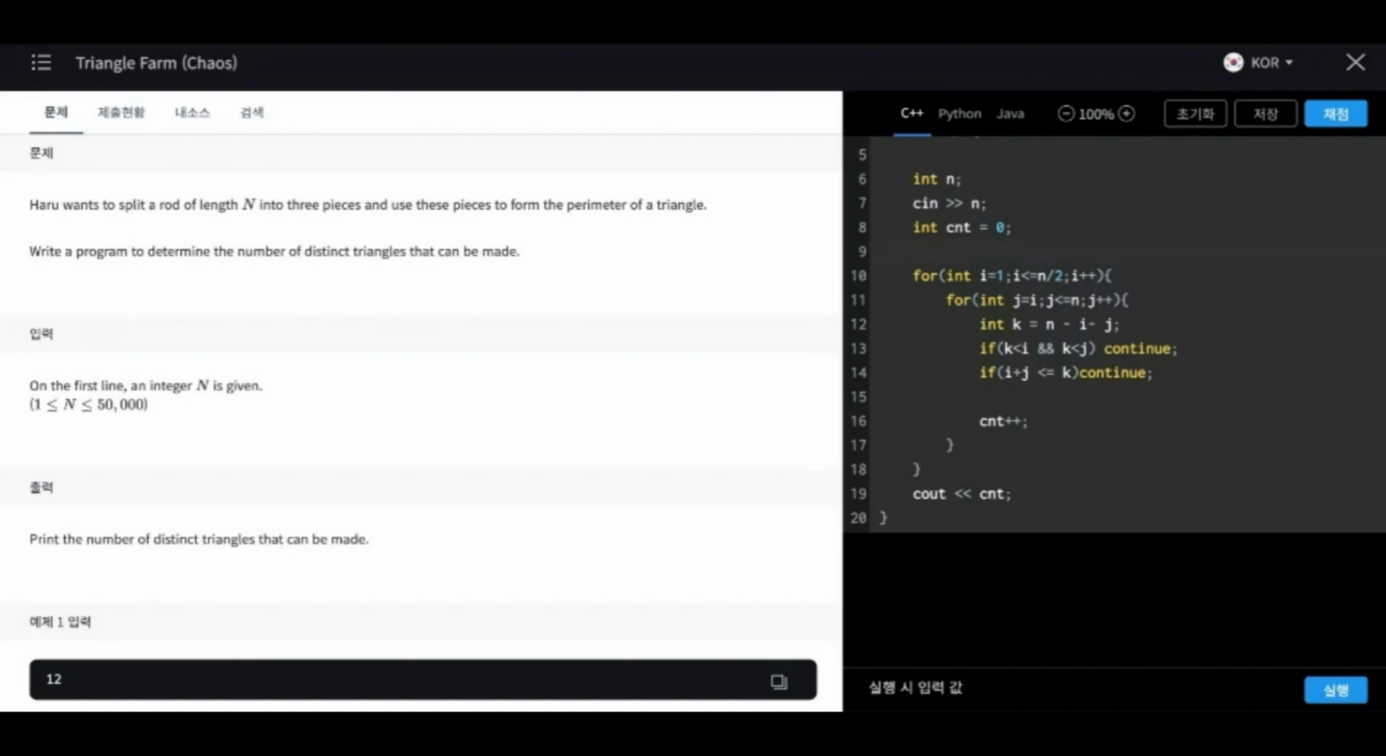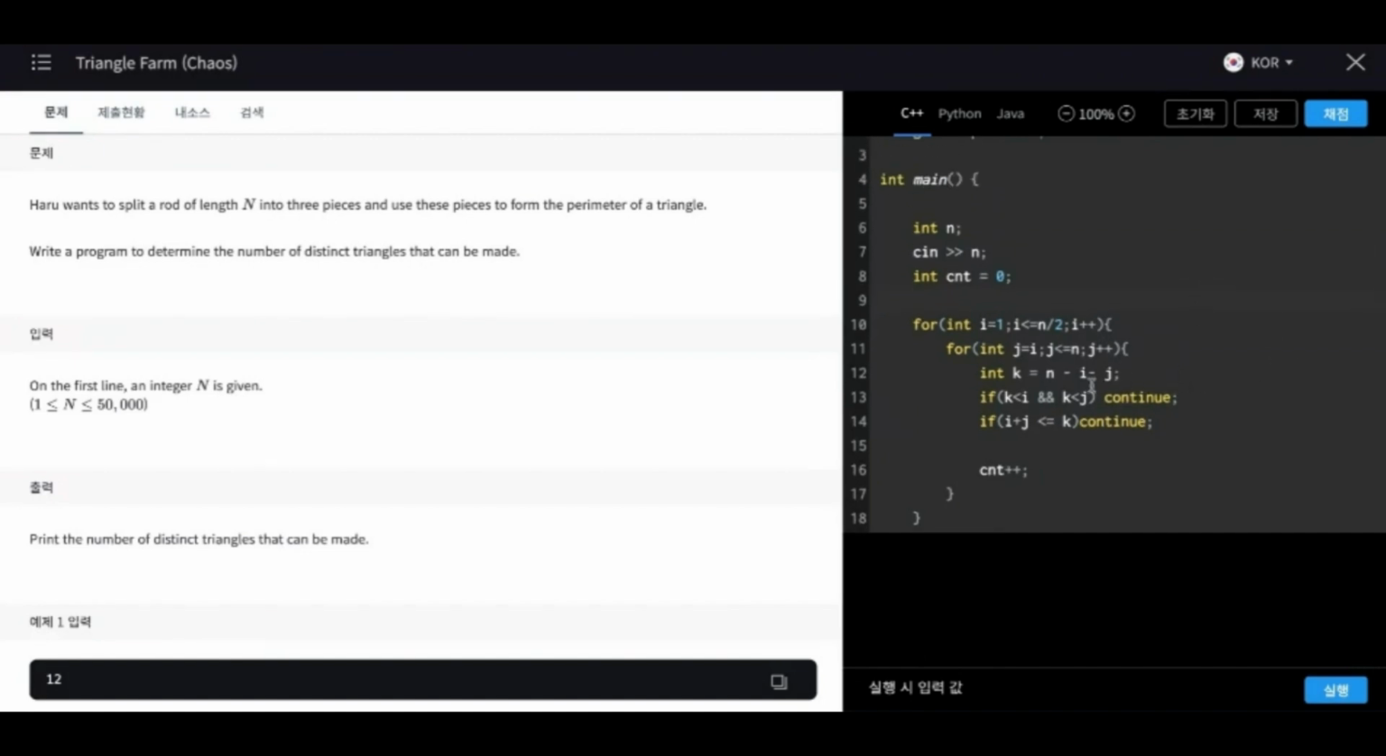We know that if we say that k is the greatest side, and j is going to be our second greatest side, and i is going to be our smallest side, then if we decide i and j, k is automatically decided because we know the sum of the 3 sides is going to be n.